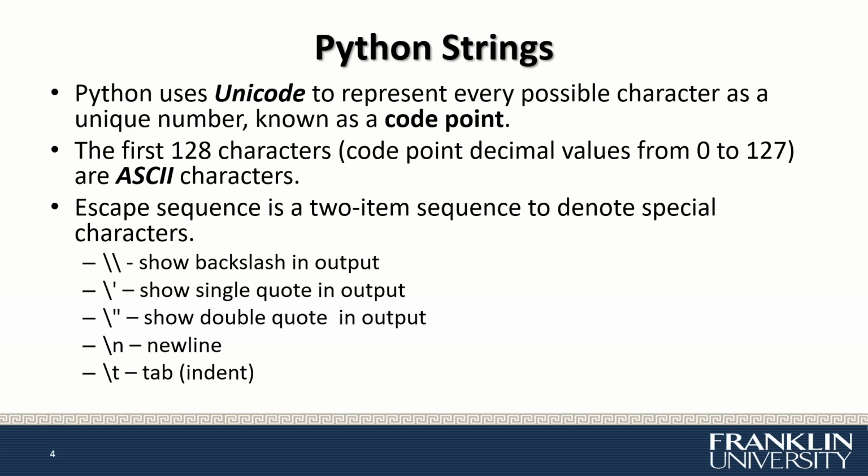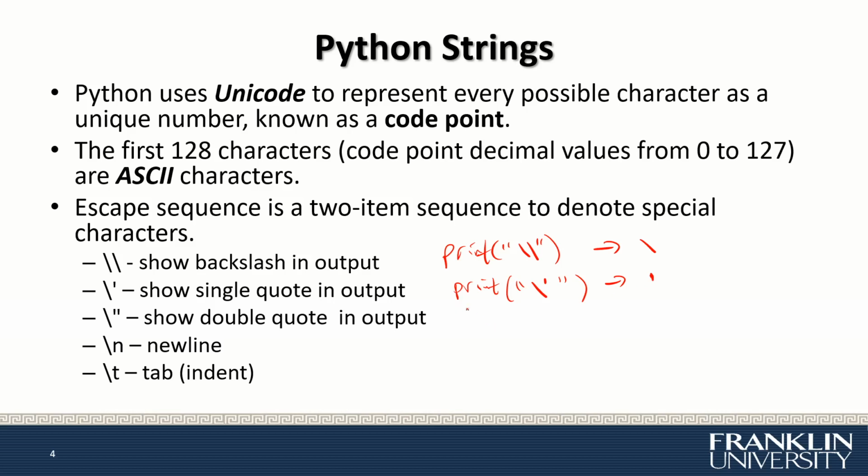For example, if you want to have a backslash showing up in the output, then you need two backslashes. You would say print, quote, backslash backslash, quote, in order to get one backslash in the output, and print, quote, backslash, single quote, quote, will show a single quote in the output.